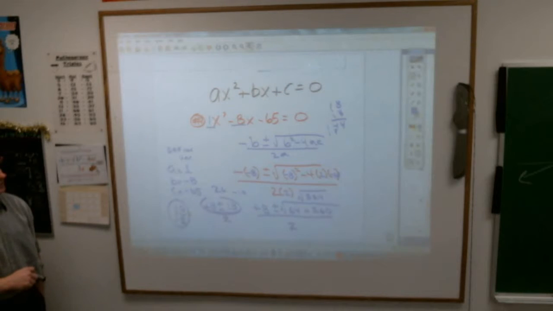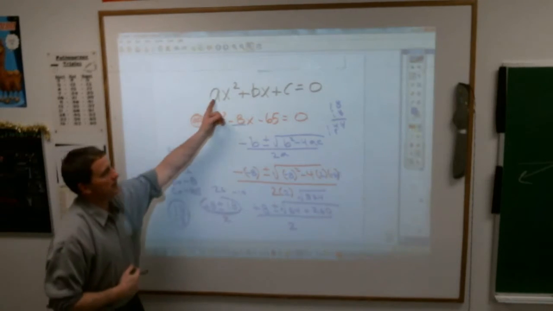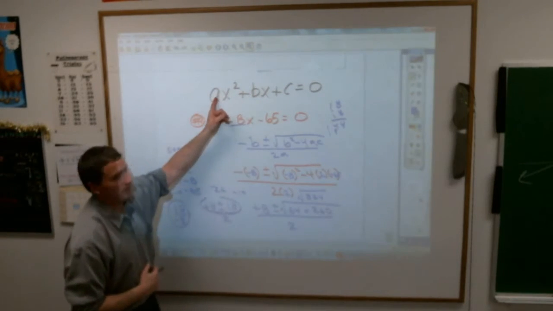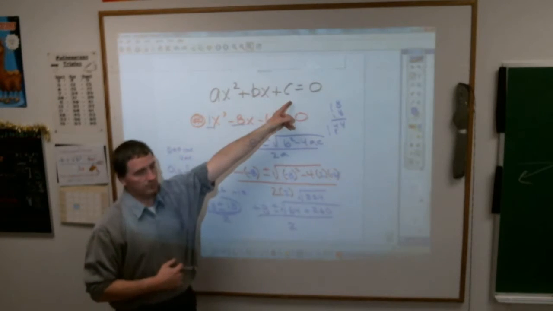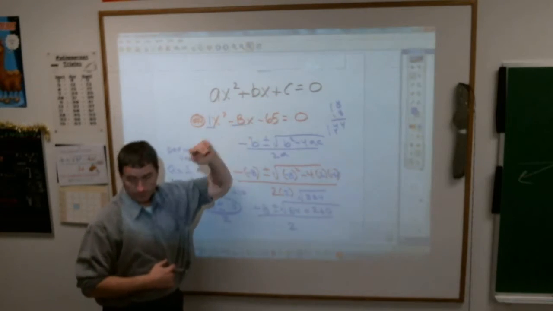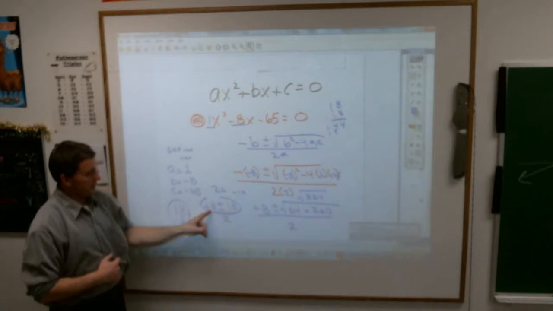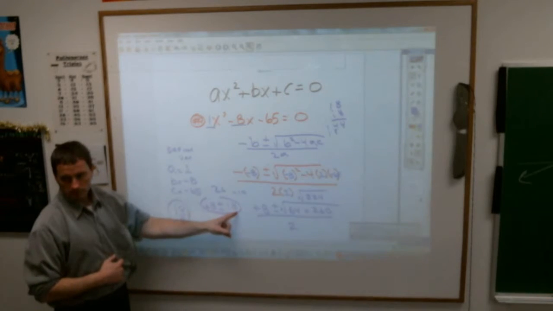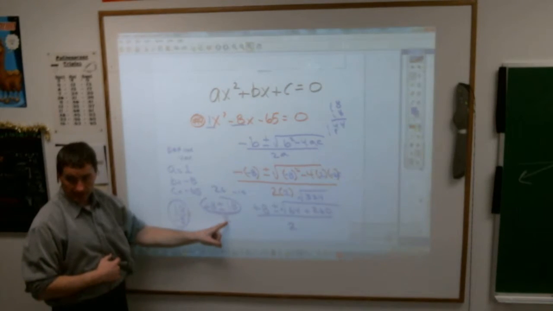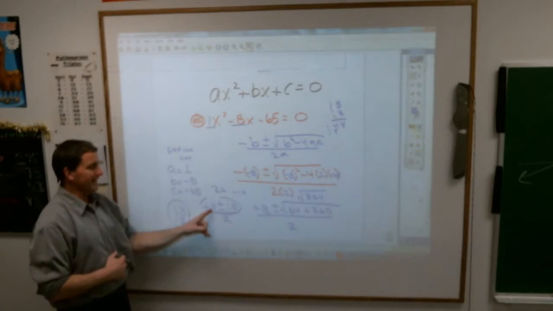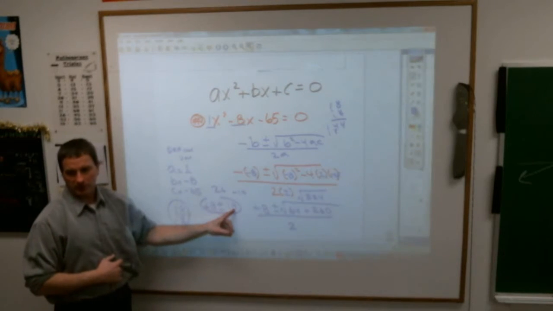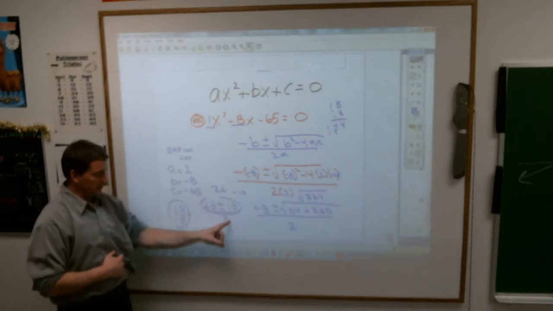This just tells you what letter you put in for a, for b, and for c. Okay, so you got 26 from adding 18 and 8, and then you divided it by 2. I got 8 minus 18 for the other one because it's plus or minus. That gave me negative 10, divided by 2 is negative 5.